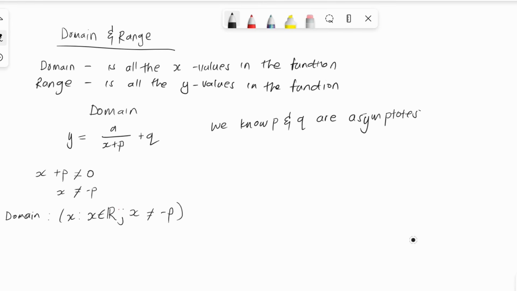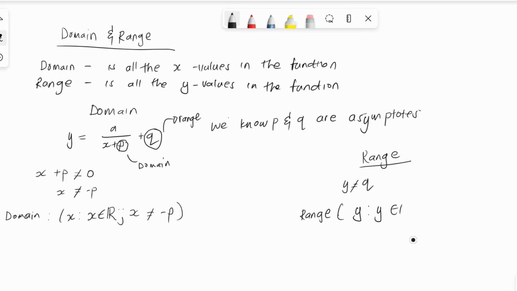Then dealing with our range, we're going to do the same thing. With range, you're going to look at q. So p affects the domain and q affects what? Our range, right? So for range, whatever the value of q is, y should never be equal to that. So how you're going to write our range is: y, semicolon, y is an element of real numbers, then y should never be equal to q, right?